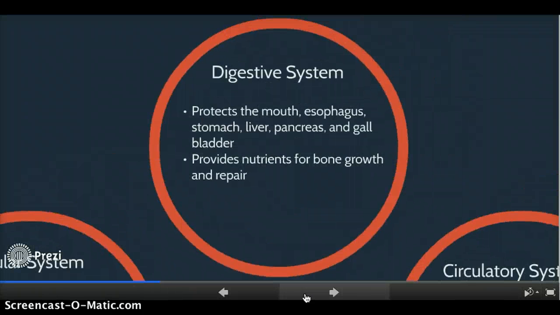The digestive system. The skeletal system protects the mouth, esophagus, stomach, liver, pancreas, and gallbladder, and provides nutrients for bone growth and repair. The circulatory system protects the heart. Bone marrow produces red blood cells, moves oxygen and glucose around the body so cells can do work, and moves waste so it can be disposed of by the body.